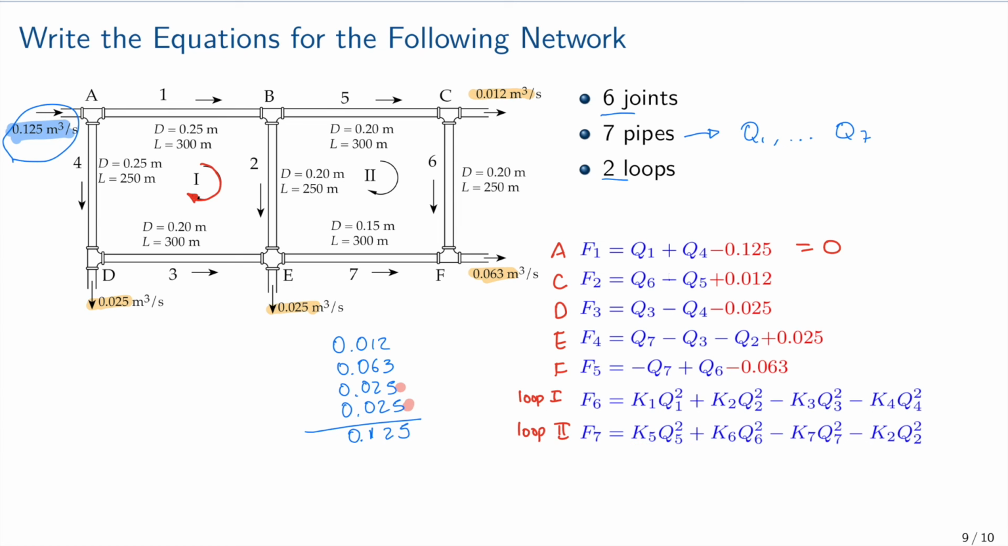And the seventh equation is the equation for loop 2. So 5 is in the same direction as 2. 6 is in the same direction as the loop. 7 is in the opposite direction of the loop. And 2 is in the opposite direction of the loop. So these are two negatives.